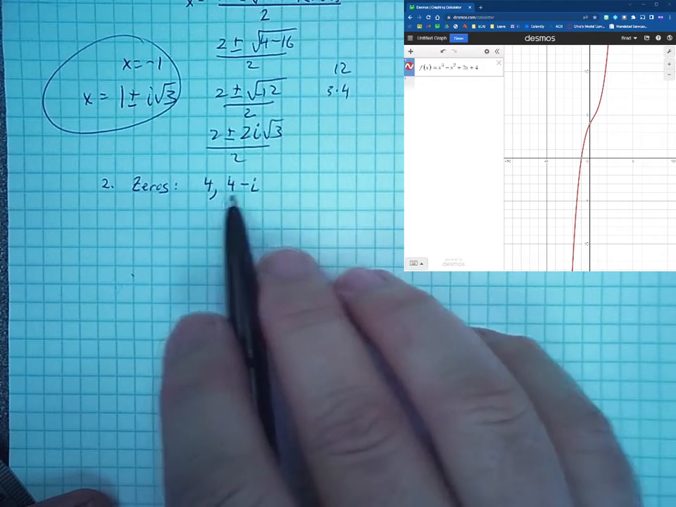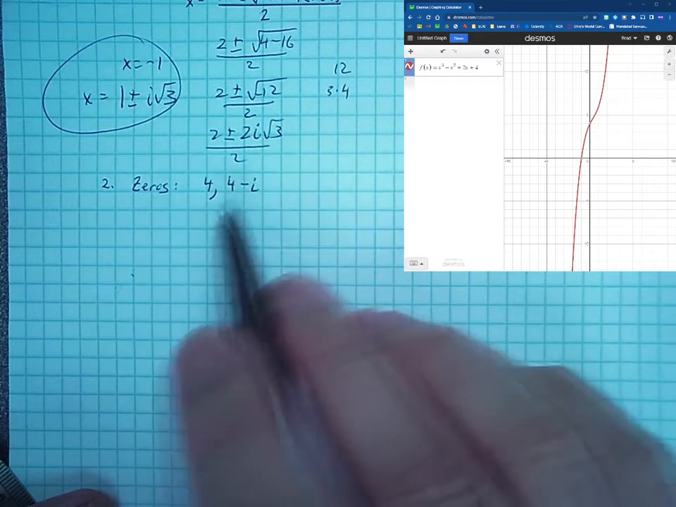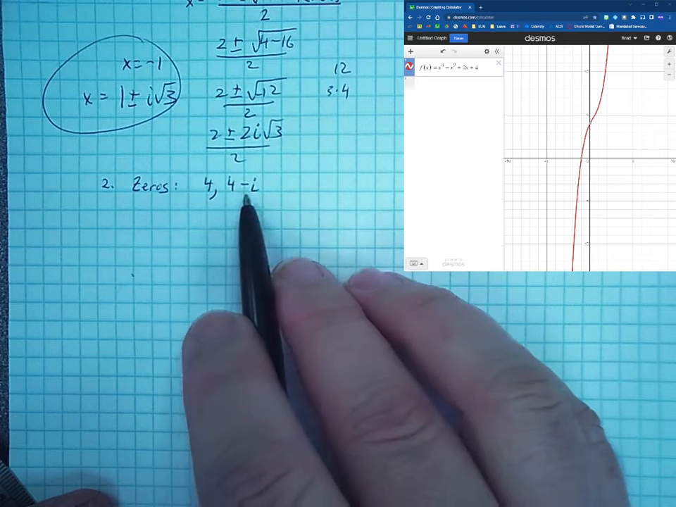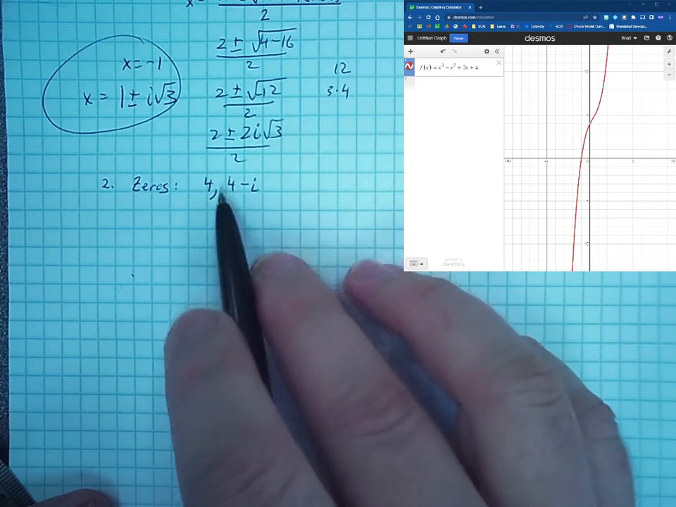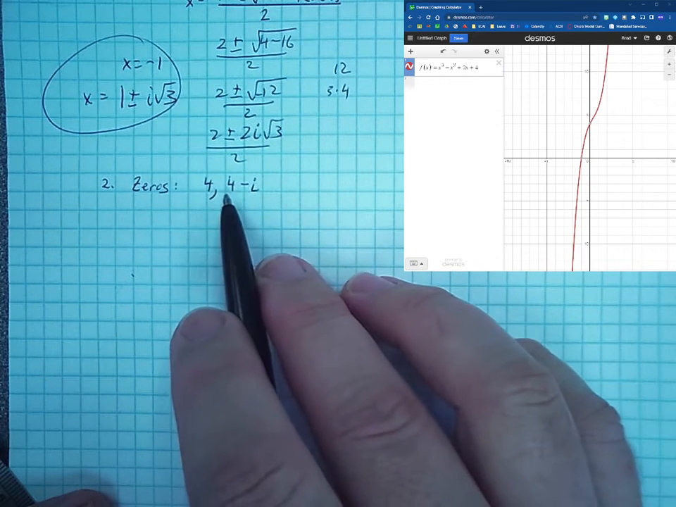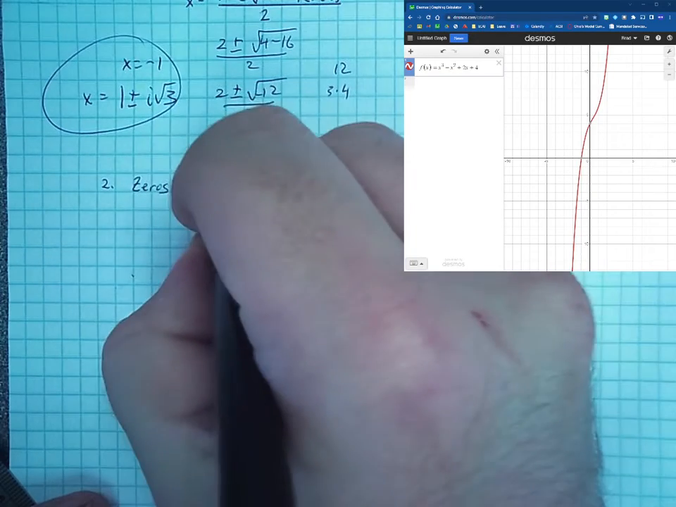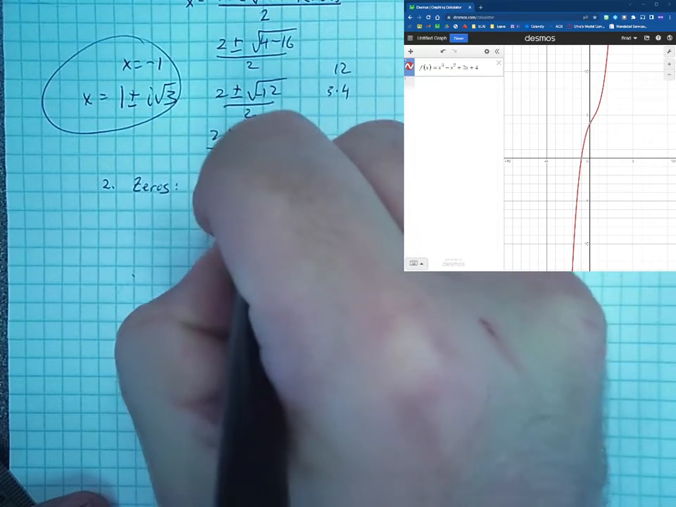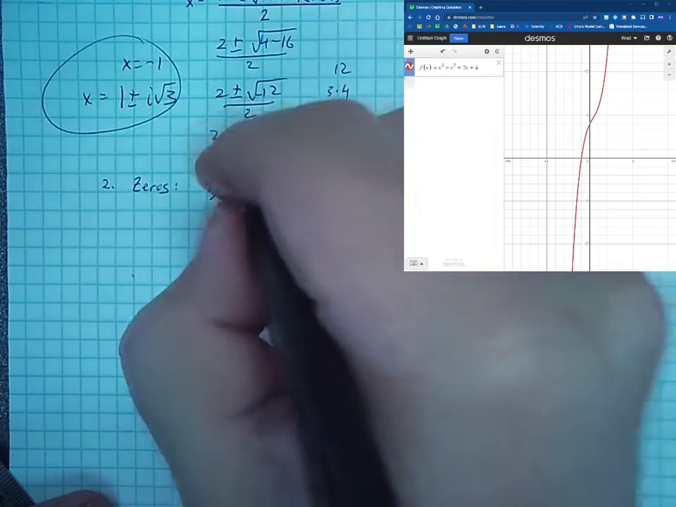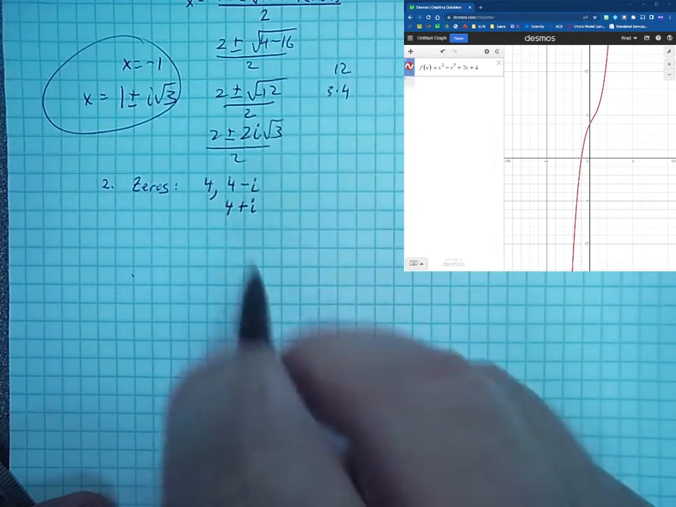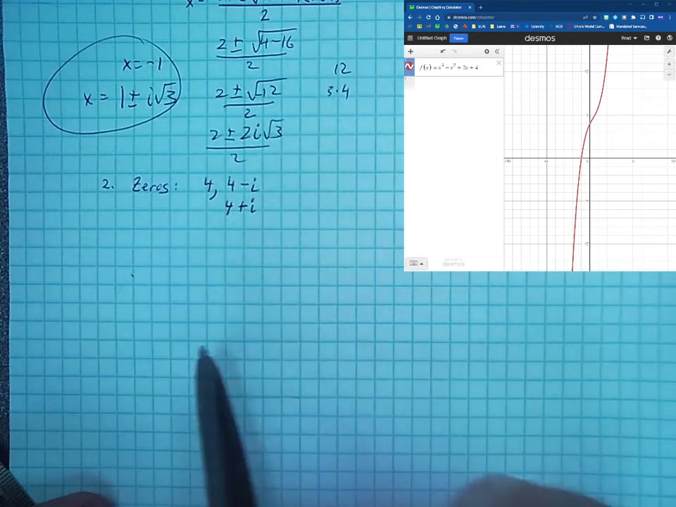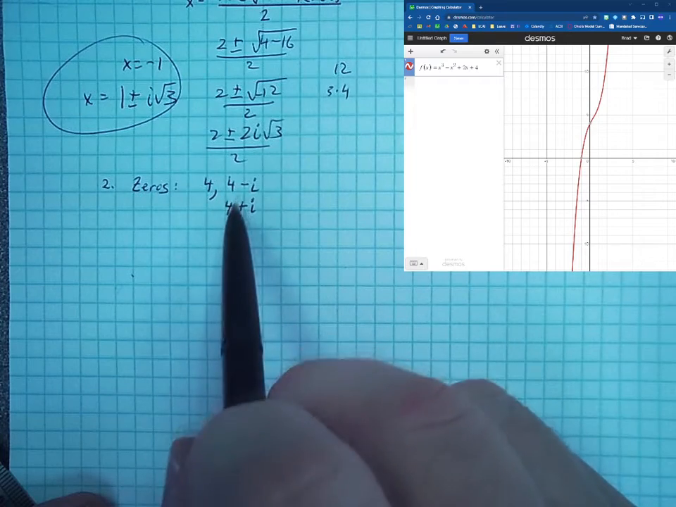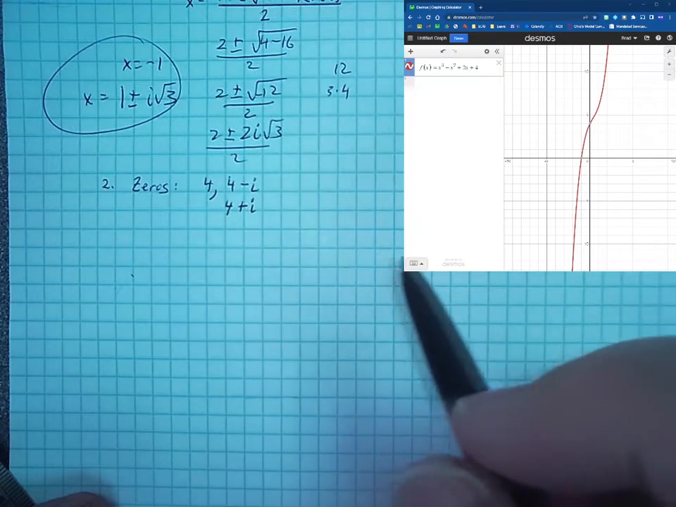The thing that you might forget that you need to remember is when you have imaginary zeros, they have to come in pairs. So if 4 minus i is one of your zeros, then 4 plus i also has to be one of your zeros. So any imaginary zero, you have to include its conjugate, which is where the sign in the middle changes.